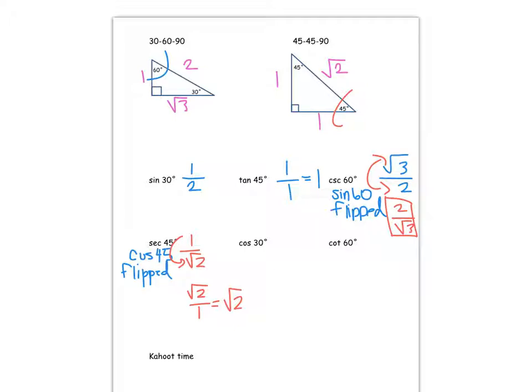Okay, cosine of 30. Again, that's adjacent over hypotenuse. So this time, we have to look from the 30-degree corner. Adjacent is square root of 3. Hypotenuse is 2. Next, this one is cotangent of 60. So we're going to look from the 60-degree corner. We're going to have tangent of 60, but then we're going to have to flip it over.